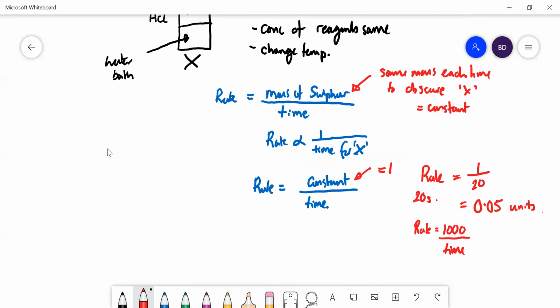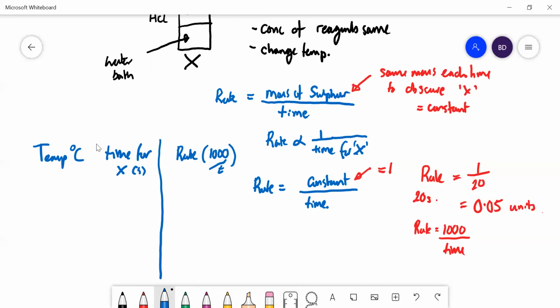So when you do this experiment, you're going to end up with a series of results. Your results table will look something like, you'll have temperature in degrees C, and you will have time for X to disappear in seconds, and then you'll have rate, which you'll probably work out as 1,000 over the time taken. Right, so you'll end up with a series of results.